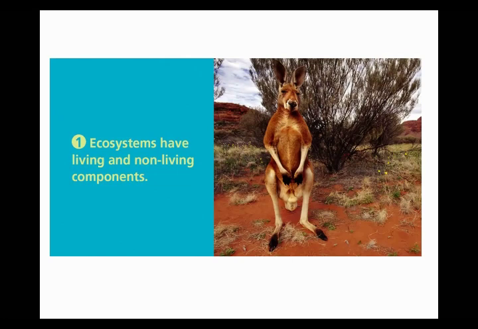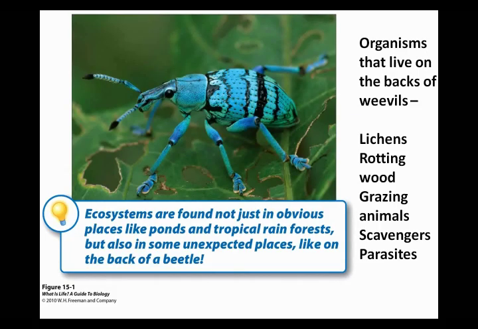So what we find is that ecosystems are not just composed of the dirt or the plants or the animals. We find that ecosystems have living and non-living components that are equally important. Here we have an example of an ecosystem that is found in a non-obvious place. We don't think of an ecosystem as being a pond or a rainforest, but sometimes we even find ecosystems like on the back of a beetle.